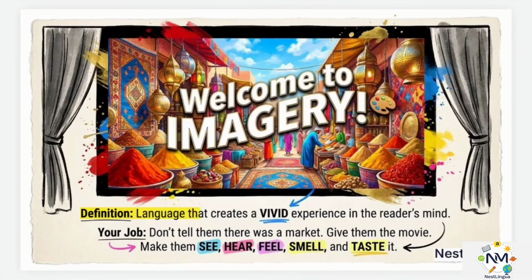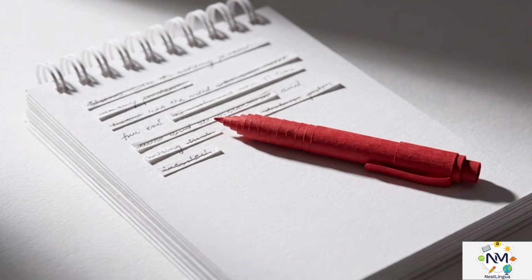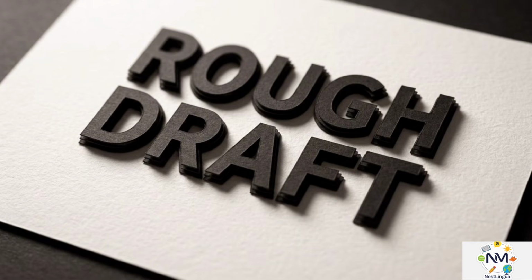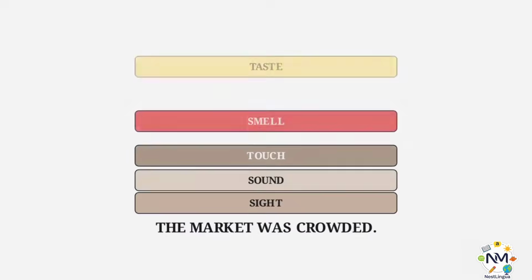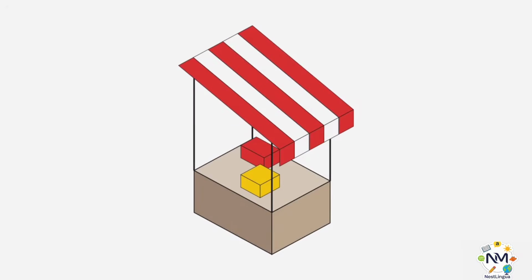Imagery is language specifically designed to create a vivid, cinematic experience in the reader's mind. This approach activates the 5 physical senses your reader already uses to navigate the real world: sight, sound, touch, smell, and taste. We are going to put this to the test. We'll take the basic 2-word sentence, "The market was crowded," and fix it. Layering distinct sensory inputs transforms those lifeless words into a fully realized world.